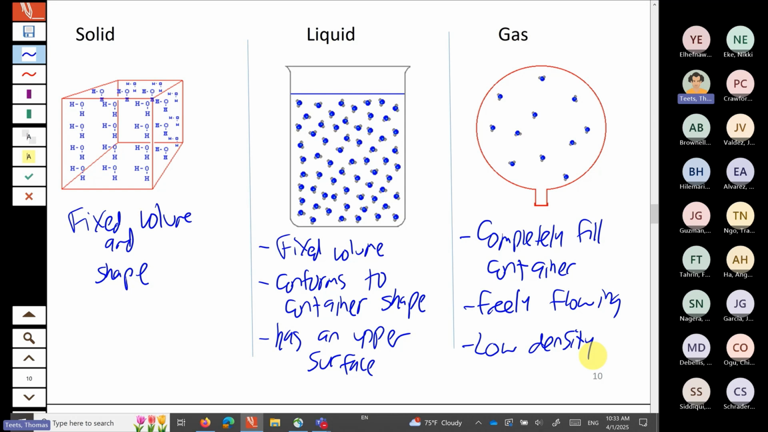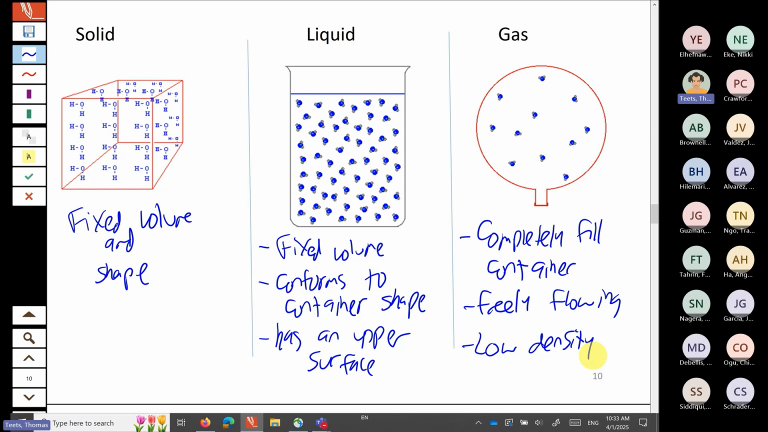So when we say they completely fill the container, that means if I were to release a small amount of a certain gas at the front of the room here, over some time period, it would fill the entire room. It's not going to just stay here and hang out. It's going to fill the whole room. It's going to go everywhere. And we'll talk more about those processes later on in this chapter as well.